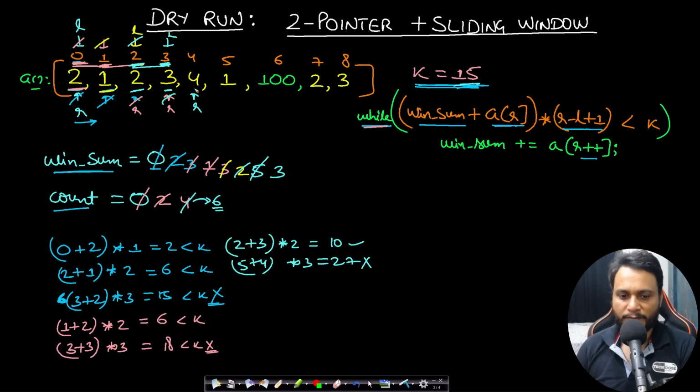Now you again find the largest subarray starting at 3, which is valid. So can you include this 4? Well, the current window sum is 3. If you add 4 and multiply by 2, it is 7 times 2, which is 14, which is less than 15. So this is fine. Add 4, this becomes 7 and move it to the right hand side.